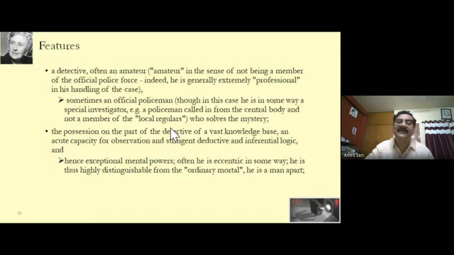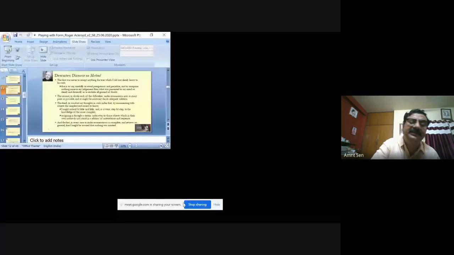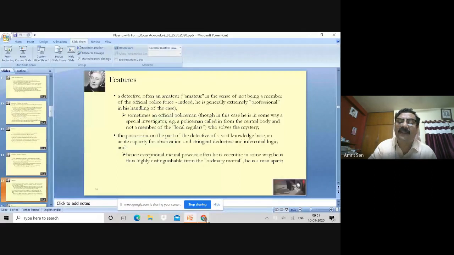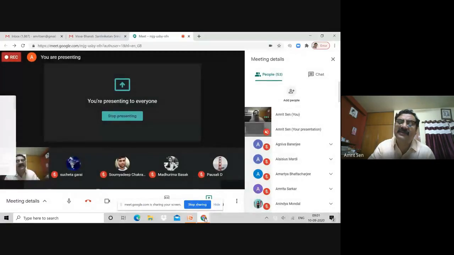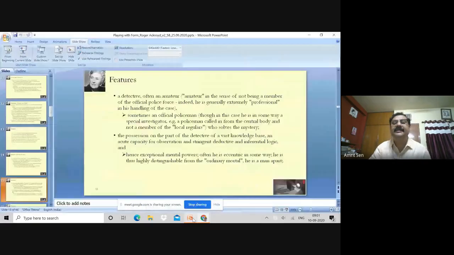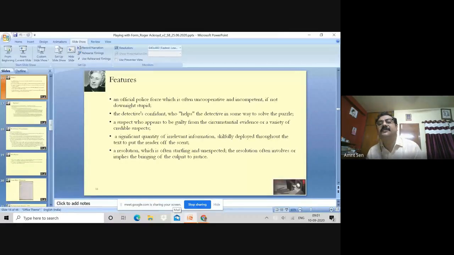You see, we've already said that detective fiction is very often extremely formulaic. So how does one make or sort of distinguish the detective from the other characters? He's distinguishable because of certain physical features, but primarily by his exceptional intelligence. Now, there is an official police force which is often uncooperative and incompetent, if not downright stupid, right? You have Lestrade, you have Inspector Japp. The intelligence of the detective is played out against the non-intelligence of these officers.